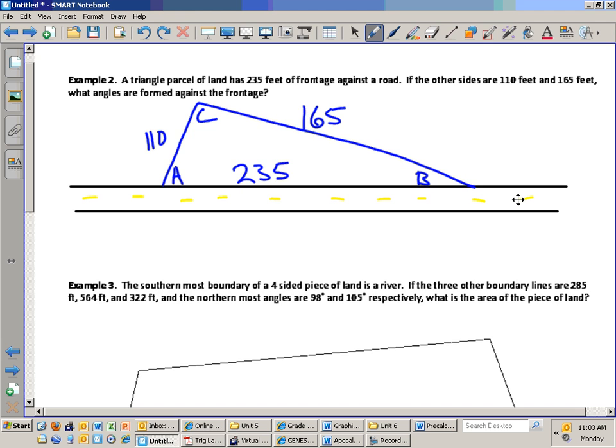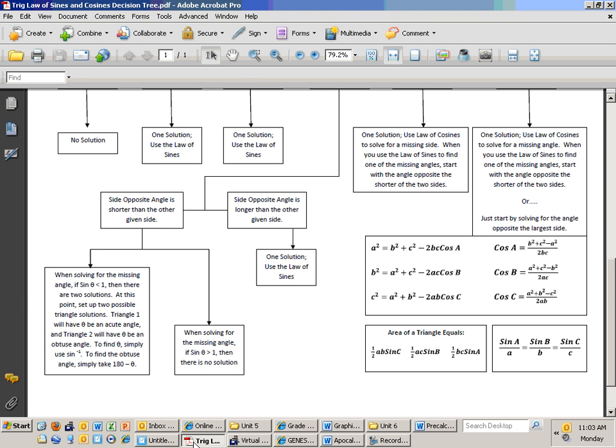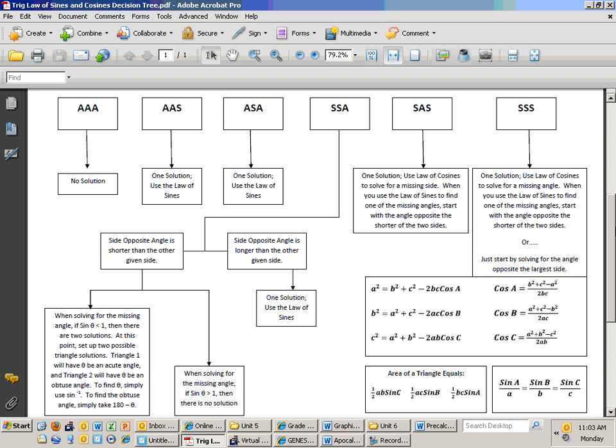So as you look at your graphic organizer, it says I have side, side, side. Therefore, I will use the law of cosines. Which angle should we solve for first if we're going to use the law of cosines? The one opposite the largest side, so we're going to solve for angle C. And I'm going to use this formula right here. Cosine of C is equal to A squared plus B squared minus C squared over 2AB. Now, I know we didn't do that the other day, but you sure can use that.